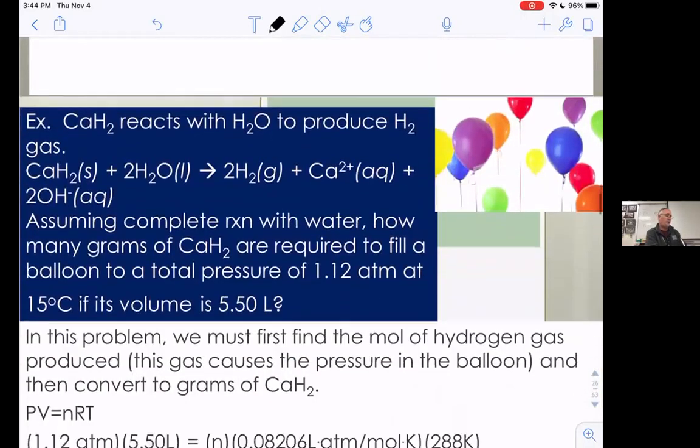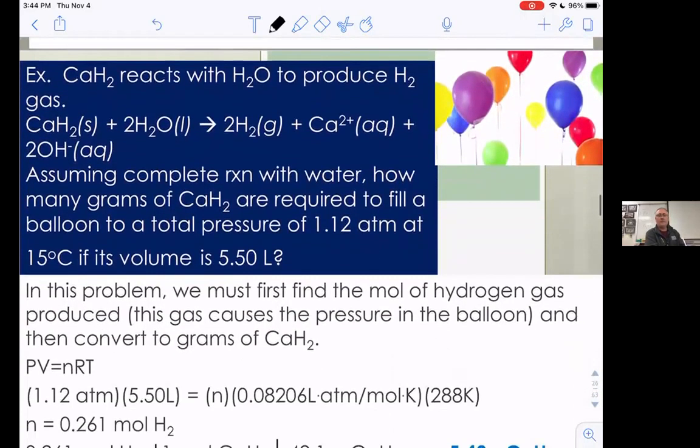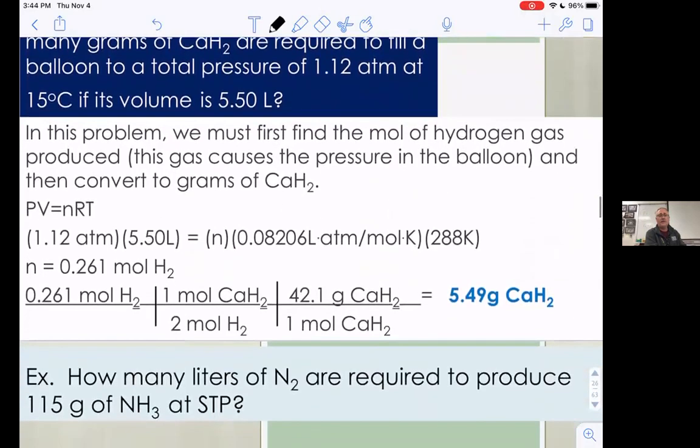Okay, so here's the work. At the beginning, they're doing PV = nRT and solving for the number of moles. You get 0.261, and then take that and change it to the number of grams of calcium hydride, the original amount to produce that hydrogen. The data that they're giving you at the beginning for the pressure, volume, and temperature is for the gas. The gas that was produced was hydrogen. So that'll give you the moles of hydrogen. Then it's just a little bit of stoichiometry. 1 to 2 mole ratio from our balanced equation, multiply times the molar mass to get your answer.